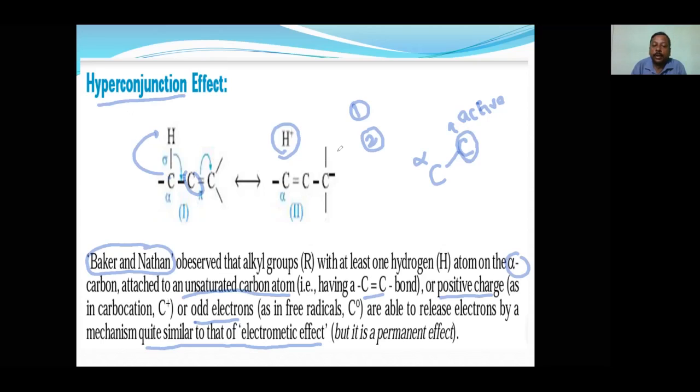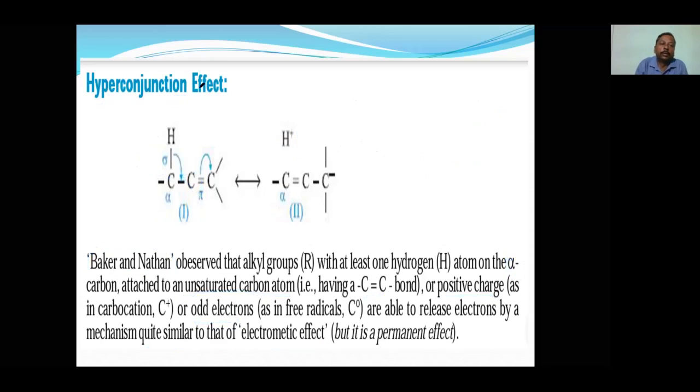Okay, so they are called active carbon. Second thing, during hyperconjugation, sigma bond is converted to pi bond. Which sigma bond? The sigma bond between alpha carbon and alpha hydrogen is converted to pi bond. Is converted to what? Pi bond. Okay, now let us see the next example.